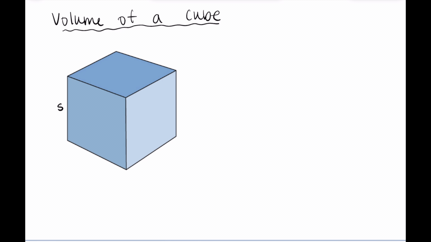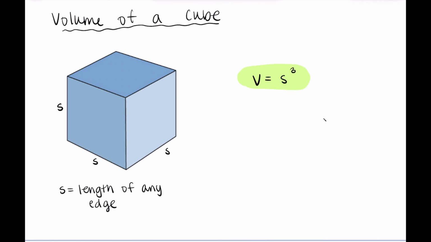Now we'll go through the volume of a cube. So first off, I'll go ahead and insert a picture of a cube for you guys. So this blue figure is a cube, and I'm labeling all the sides with S because all the sides in the cube are the same length. So S is the length of any edge or any side of our cube. Since they're all the same, we can use the same letter for all of them. And our volume equation for a cube would just be S cubed. So basically S times S times S, right, which also is S cubed.